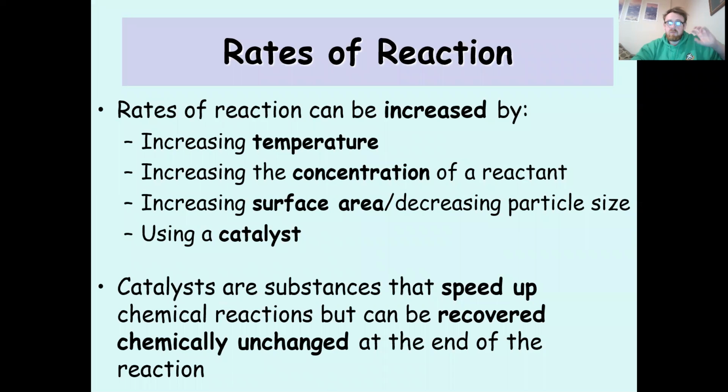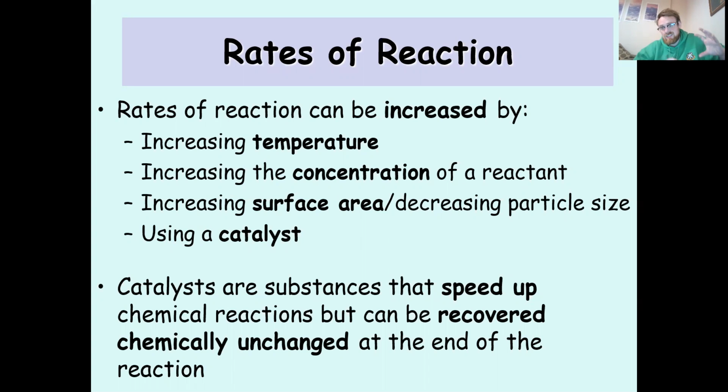Okay. Rates of reaction can be increased by increasing temperature, increasing concentration, increasing surface area, decreasing particle size, or using a catalyst. Remember that all of these have the purpose of increasing the number of collisions. Increasing temperature makes the particles move faster, so they collide faster. Increasing the concentration means there's more particles, so they're going to collide more. Increasing surface area, there's more surface, so more collisions can happen.